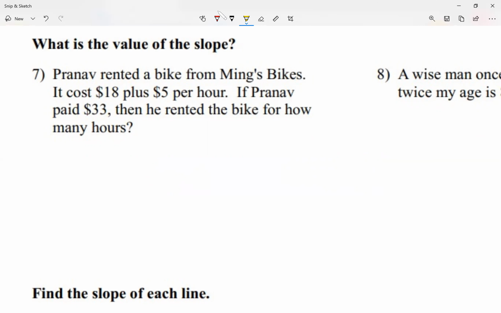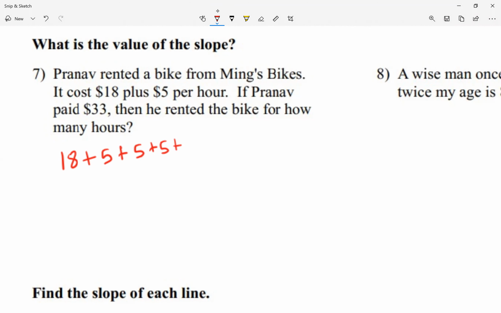So let's see here. Pranav rented a bike from Ming's Bikes. It costs $18 plus $5 per hour. So if I was looking at here and I said, okay, this person pays $18 and then $5 per hour, so I will have to go $5 for the first hour plus $5 for the second hour plus $5 for the third hour. So you see how there's a number that keeps on repeating. I want to know how many times does it repeat in general.